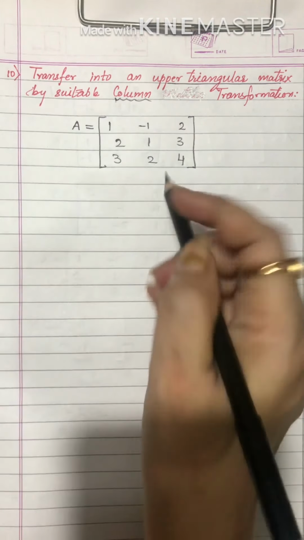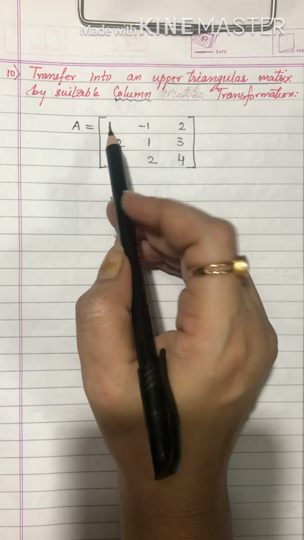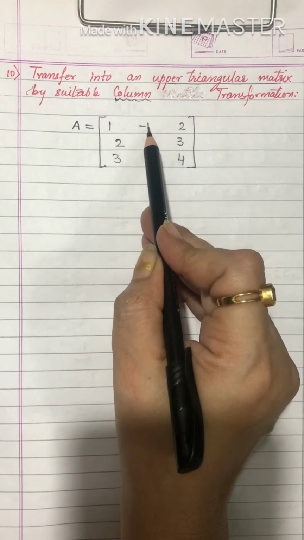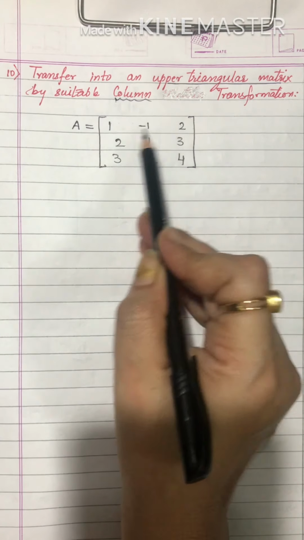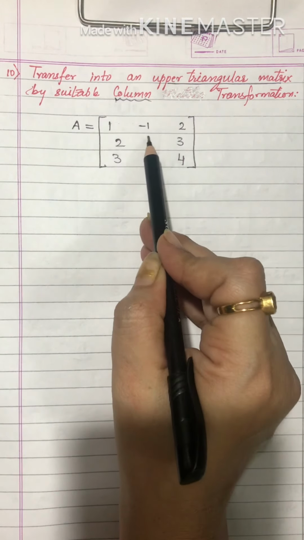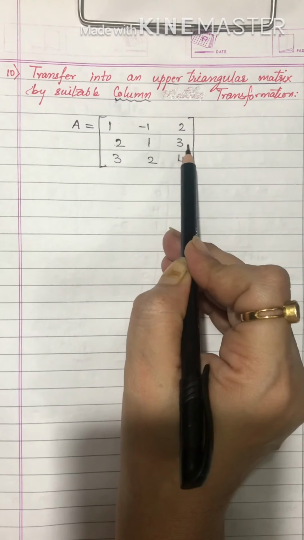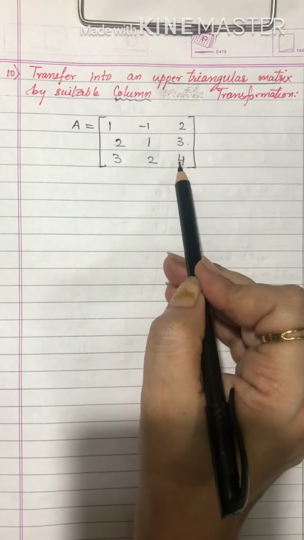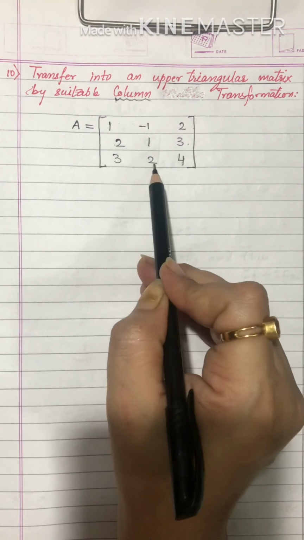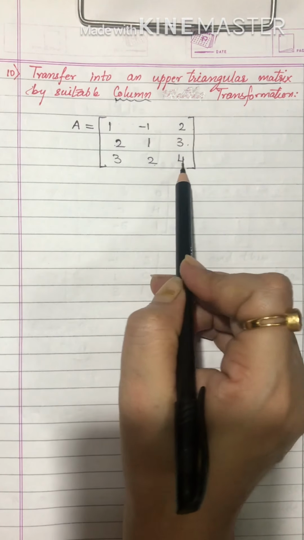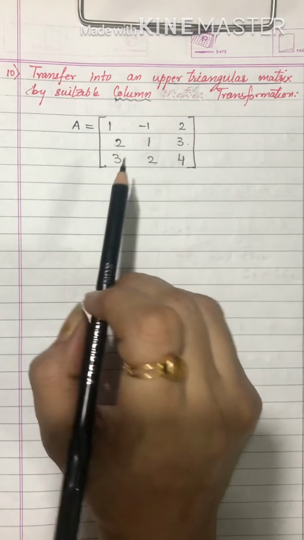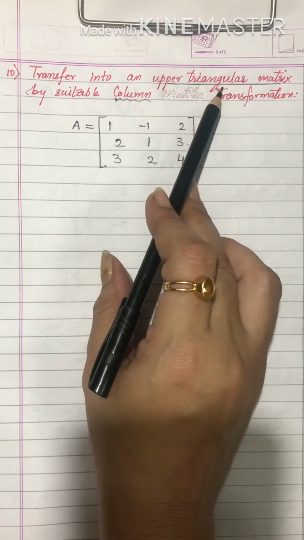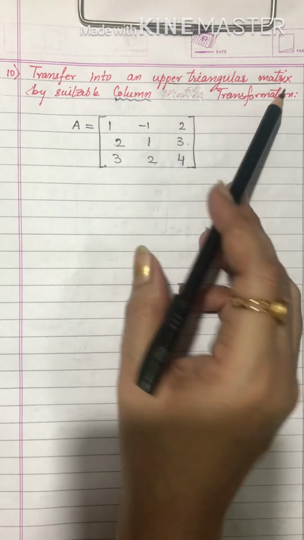Now when you use a column transformation, see that A11 is 1 and then move row-wise. Convert these two to 0, and then for this one, see that it is 1, and convert the other two to 0 using this one, and then convert this element to 1, and convert the remaining two to 0 using the 1 from here. But here in this question they have asked us to make it an upper triangular matrix. So what is an upper triangular matrix?